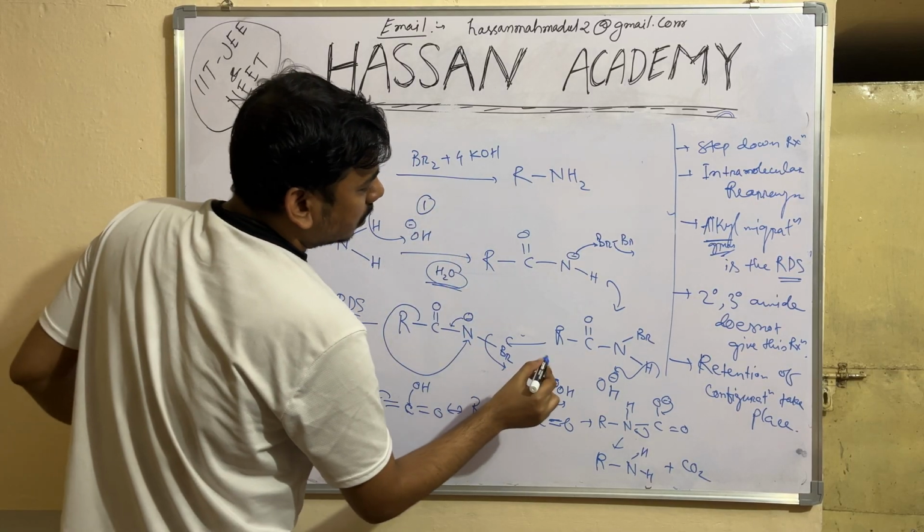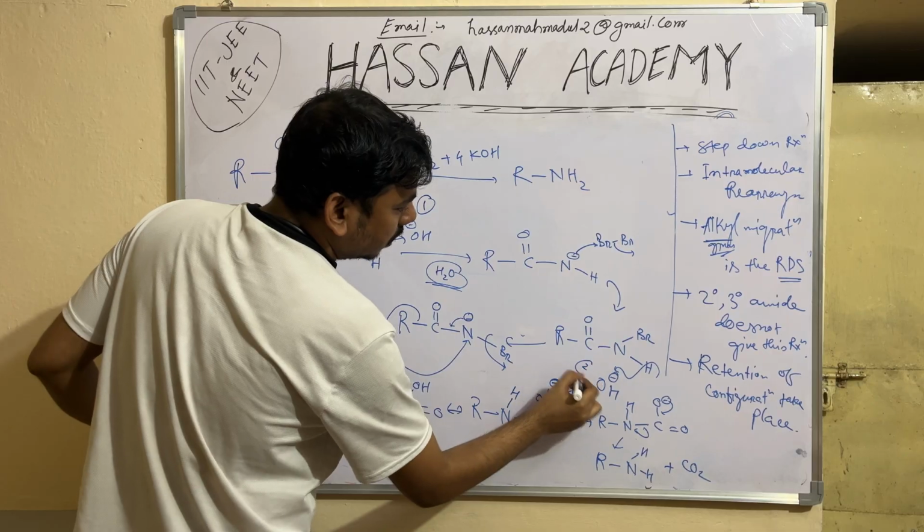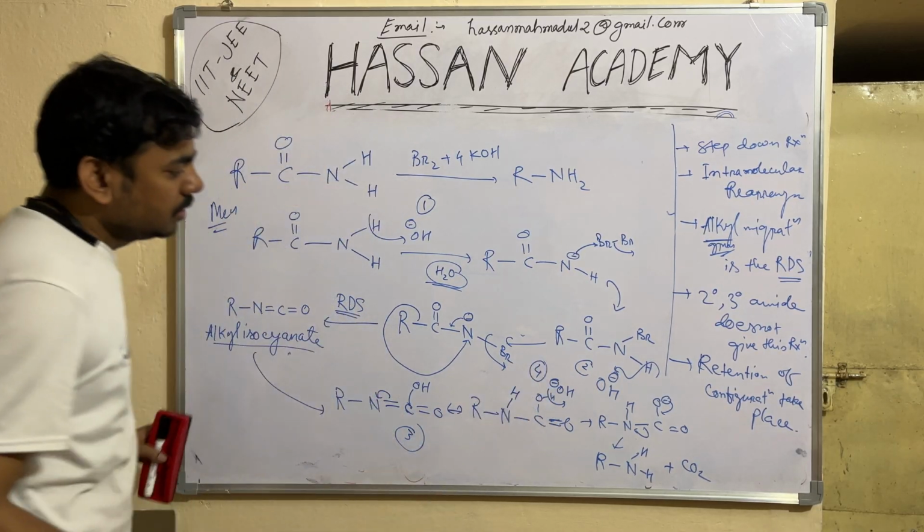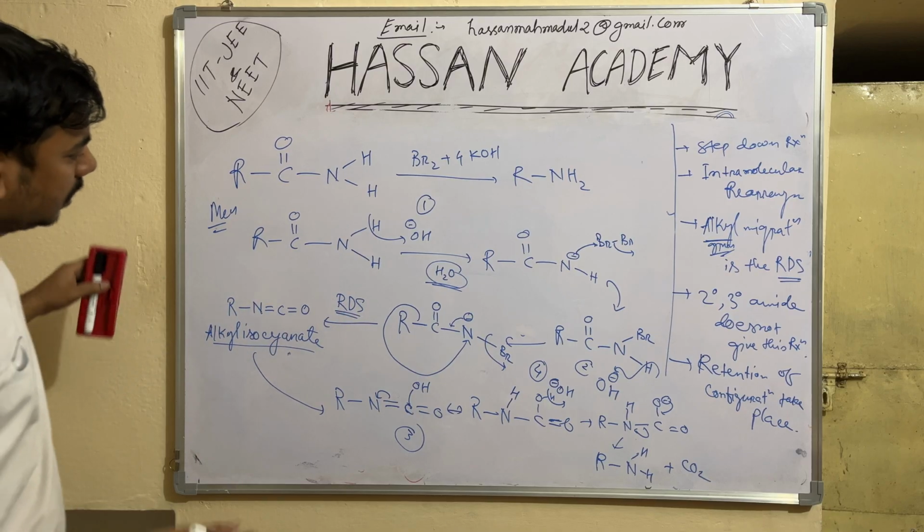Here is one, where is another one? Here is another one, 2. This is 3, and this is 4. Hope you got it. So this is the way that everything is happening.